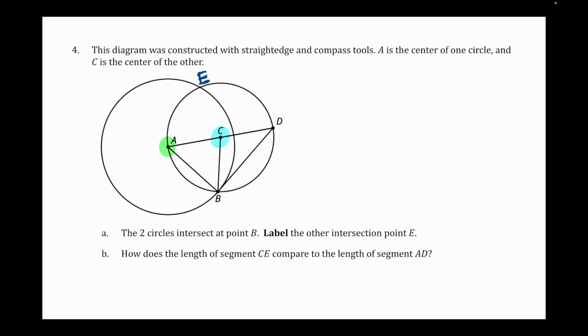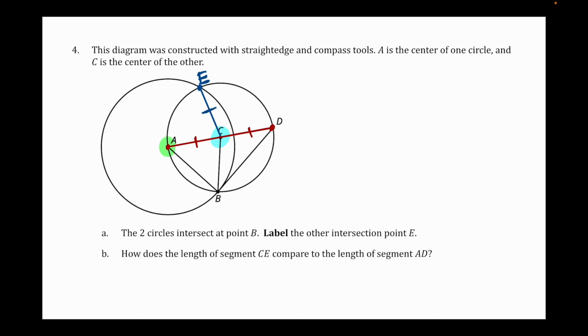Okay, so now how does the length of segment CE compare to the length of segment AD? So I'm going to actually draw in a little segment here so I can kind of visually imagine it. I want the length of segment CE, and then I'm comparing that to segment AD. Well, AD goes from one side of my circle to the other, so it actually contains 2 radii, one here and one here, where CE is a single radius.